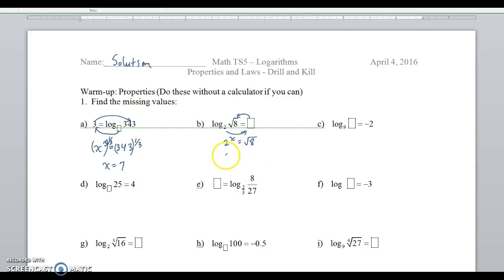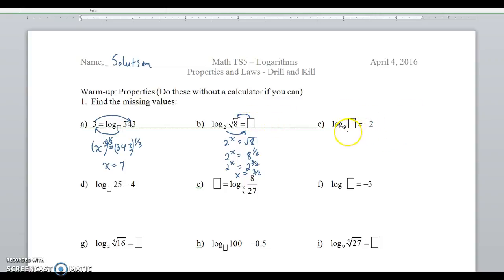And so this is going to be 2 to the x equals 8 to the half. And the base 8 can be rewritten as 2 cubed. So that's going to become 2 cubed to the half, which is 2 to the 3 halves. Those exponents become equal. X equals 3 halves. That was the second type. This is where the x was at the end.